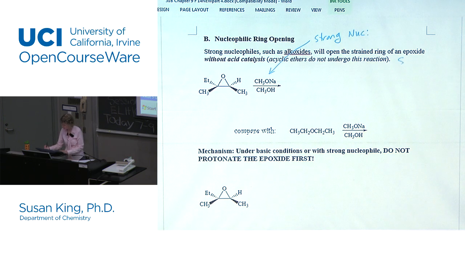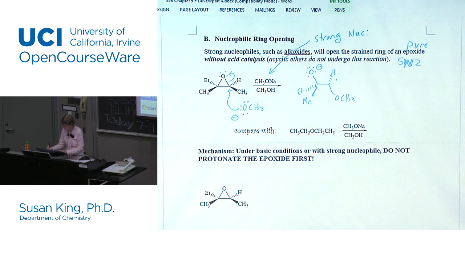This is pure SN2. Pure SN2. What happens? Methoxide comes in. What side does it attack on? Least substituted side, pure SN2. Boom. Can you do that? This is something that only happens with epoxides. You cannot do the equivalent reaction with ethers. Not in a million years. Okay, so this is something that only happens with epoxides.